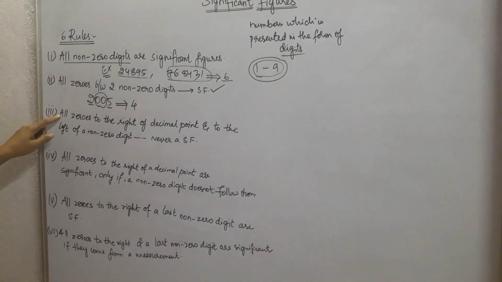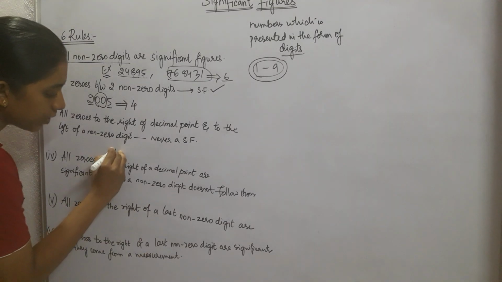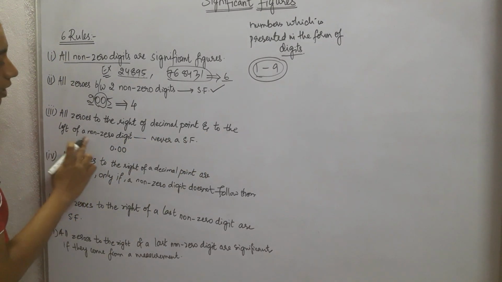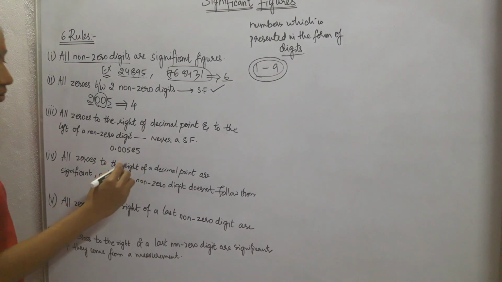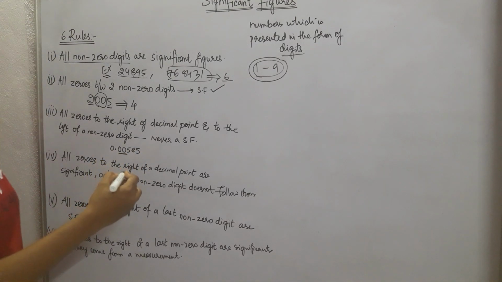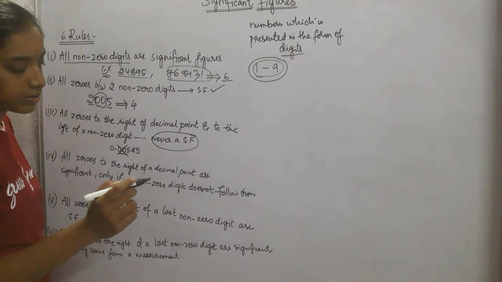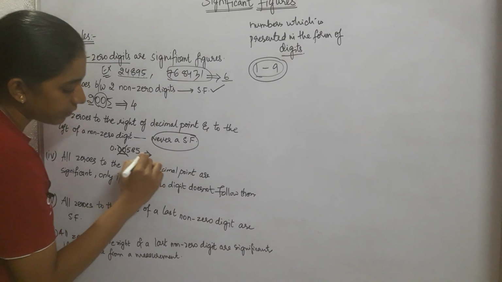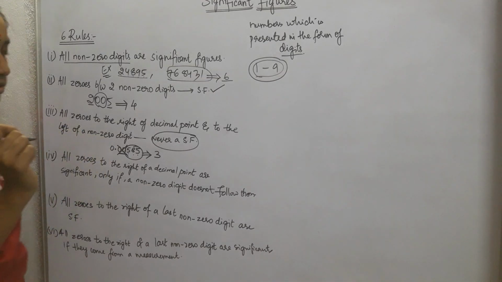Now the third rule states that all zeros to the right of a decimal point and to the left of a non-zero digit are never significant figures. Let us take 0.00585. The zeros which are present to the right of a decimal point and to the left of a non-zero digit are never significant figures. So these are not significant figures at all. The number of significant figures in the given value is 3: 5, 8, 5. These are the significant figures.